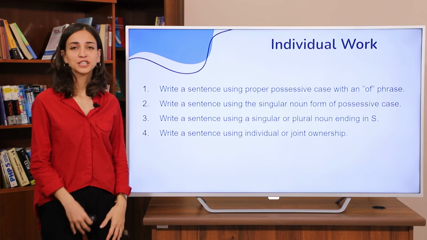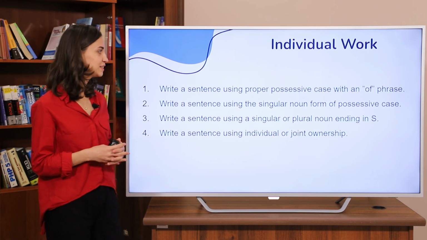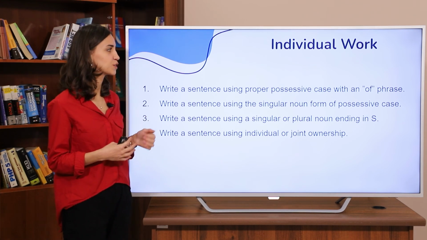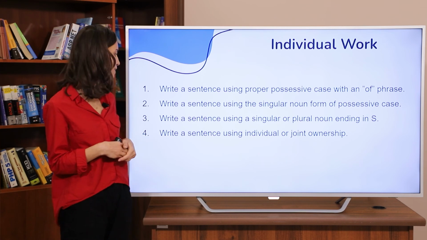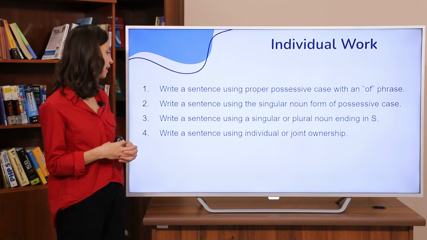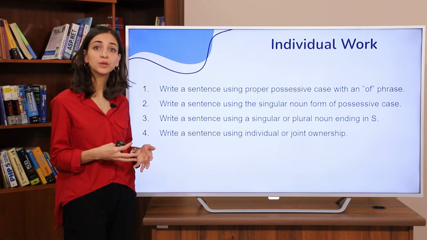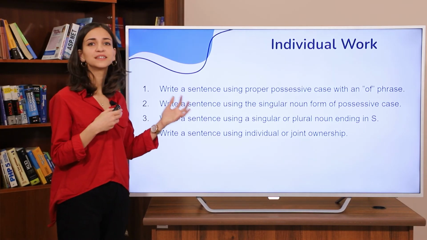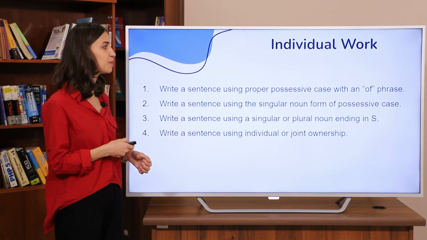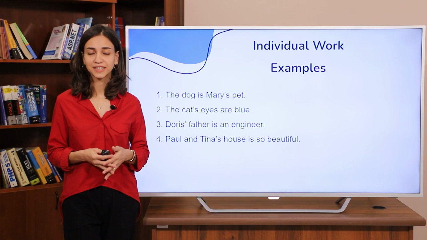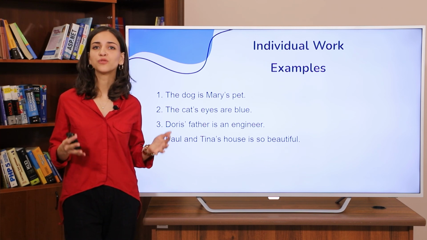So, my dear students, to sum up what we learned together today, you are going to do individual work: writing a sentence using the proper possessive case with an of phrase, writing a sentence using the singular noun form of the possessive case, writing a sentence using a singular or plural noun ending in s, and writing a sentence using individual or joint ownership. To explain this thoroughly, I want you to look at my examples. Okay? So, to sum up all that we did together today, you learned how to form the possessive case in English.